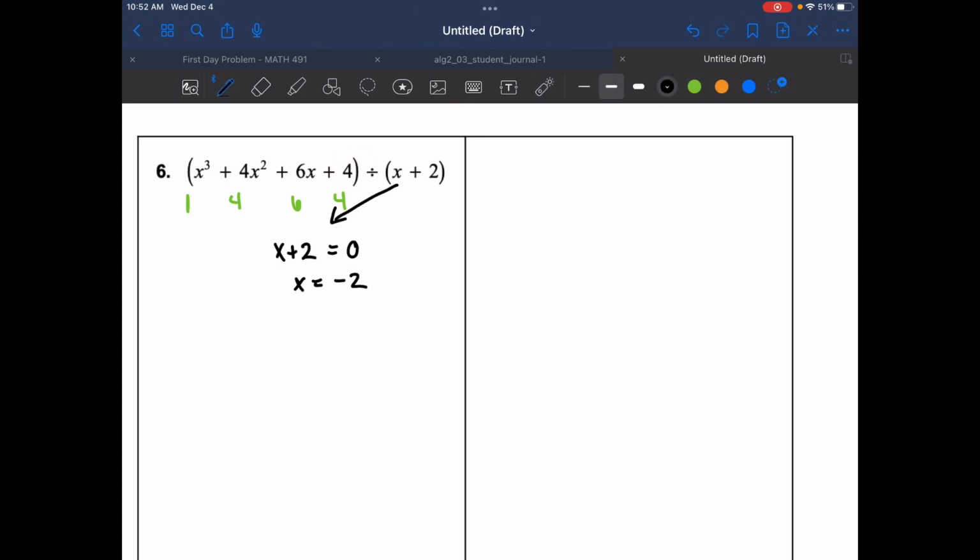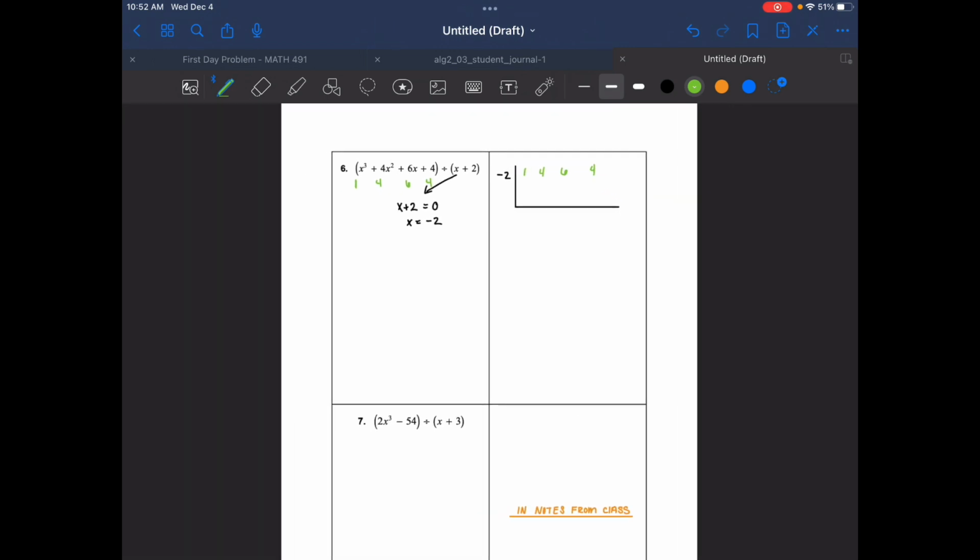And now we're just going to set it up. So I'm going to set my L-shaped graph here. I'm going to write negative 2 here. So that comes from here to here. Yeah? And then in green, I'm going to write down each of the coefficients in my constant term. So 1, 4, 6, 4. And if you need to put in placeholders, there will be a time where you might need to put placeholders in. You can just put zeros in. Just put the number 0. That's all you have to do. Okay?